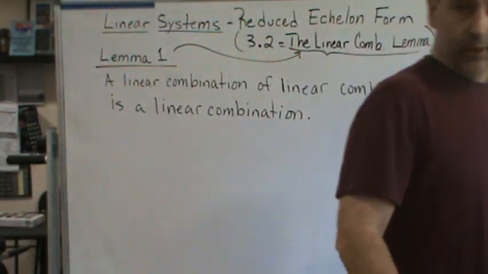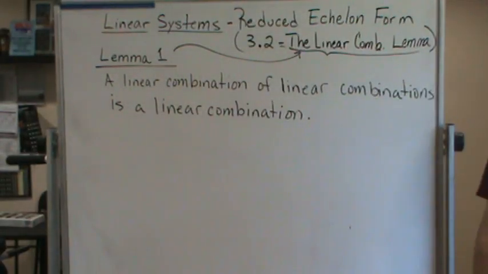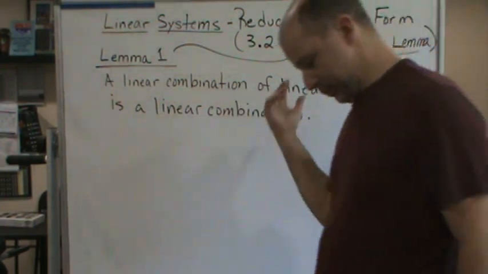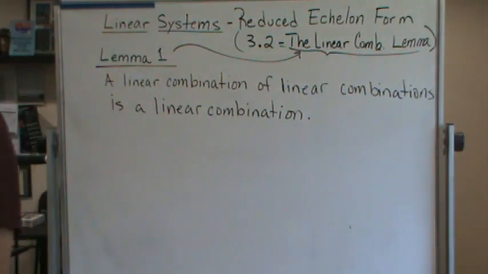Okay, now let's introduce lemma 1. This is the linear combination lemma, and it's pretty straightforward why it's called the linear combination lemma. It says a linear combination of linear combinations is itself a linear combination.